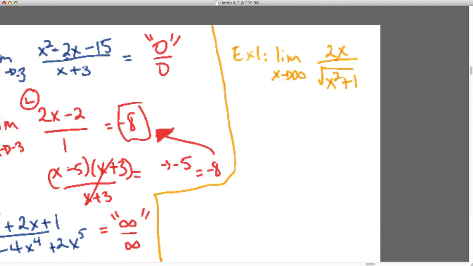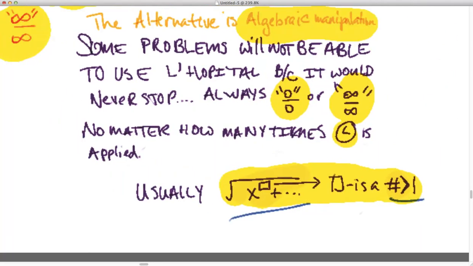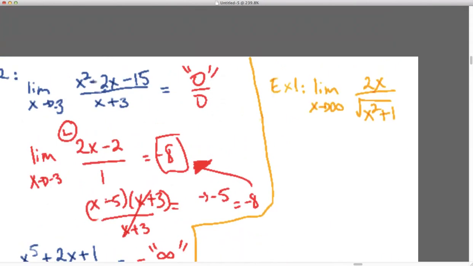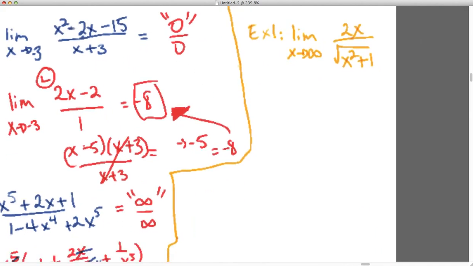But if you remember my warning to you, anytime you have a square root of a variable and the power of x is greater than 1, that usually is going to end up giving you a never-ending L'Hopital's rule. If you plug in, you're going to get infinity over infinity. And that is definitely an indeterminate form. So let's start. Let's pretend we didn't know that L'Hopital's wouldn't work.